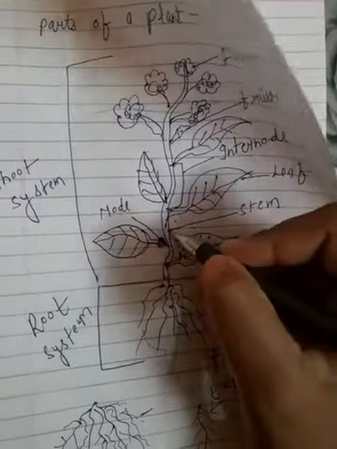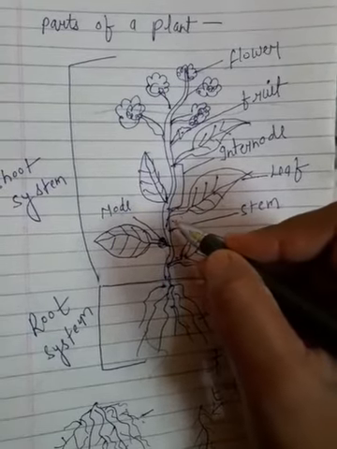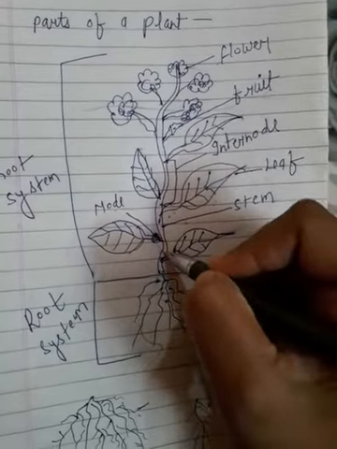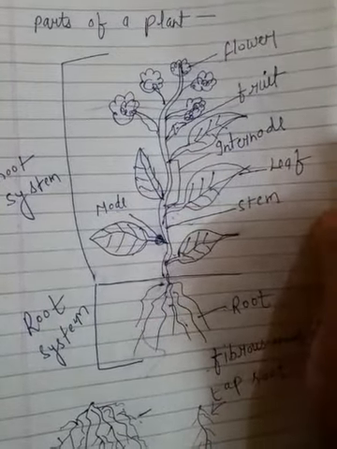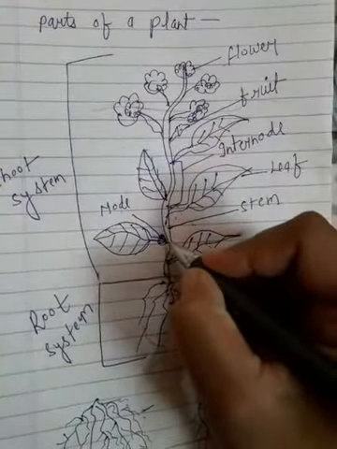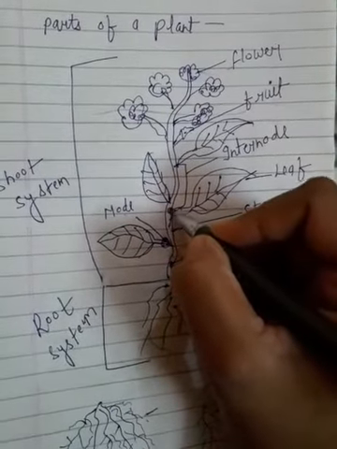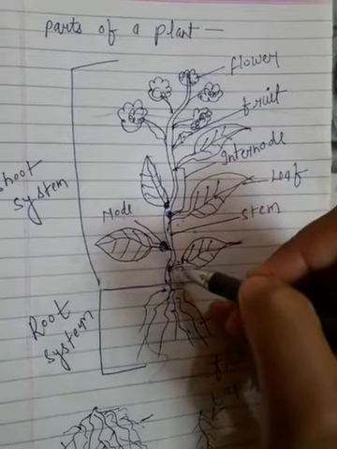The stem bears leaves, and each leaf arises at a particular point on the stem. This point on the stem where a leaf arises is called the node.